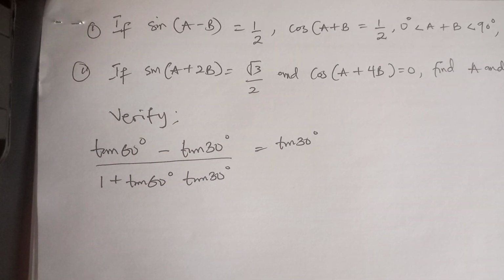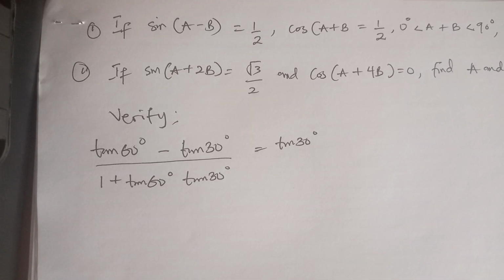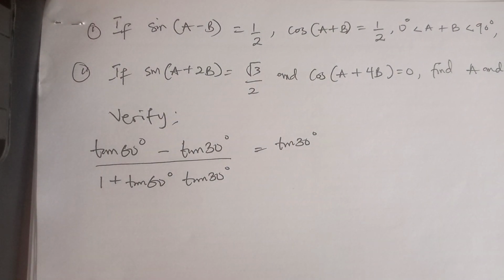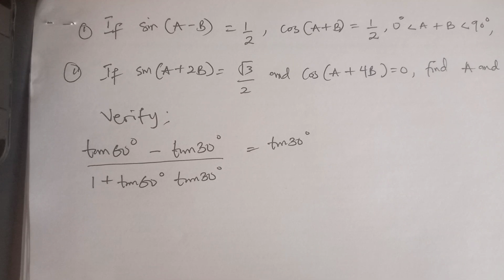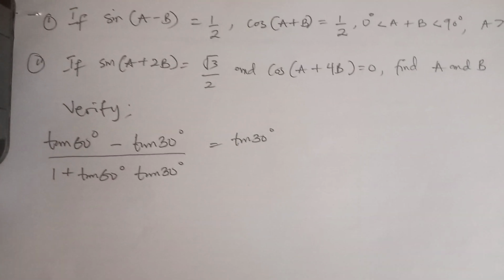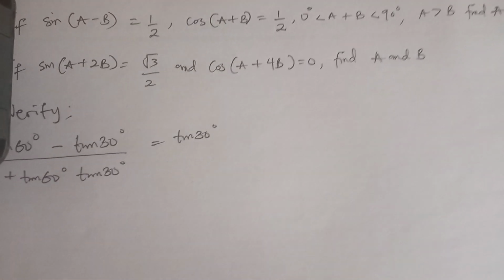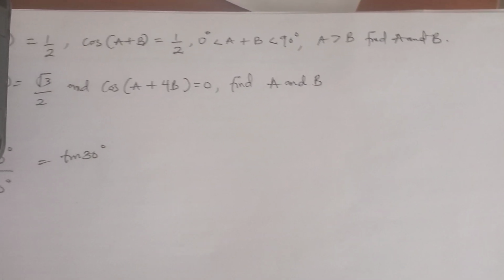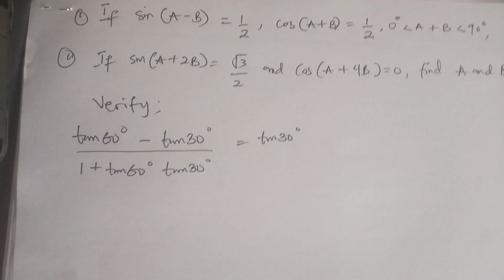We have this question before us. If sine(a minus b) equals 1 over 2, cos(a plus b) equals 1 over 2, and 0 degrees is less than a plus b, and a plus b is less than 90, a is greater than b. Find a and b.